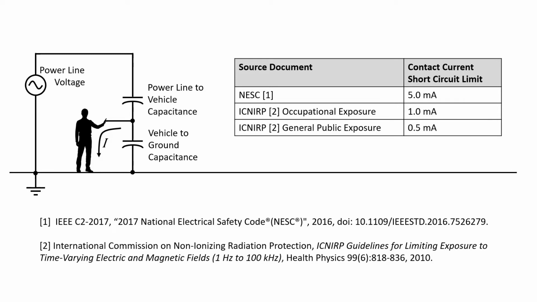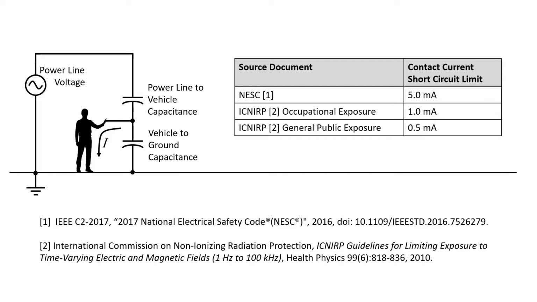Here we list two industry documents that provide limits for the electrostatic contact current. The limits are listed in terms of short circuit currents. This means that the person in our model is replaced with a short circuit to ground. The National Electrical Safety Code lists 5 milliamps as an upper limit. This is sometimes referred to as the 5 milliamp rule.